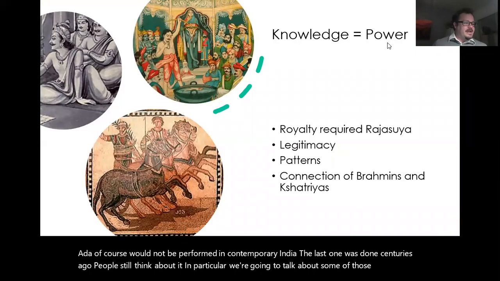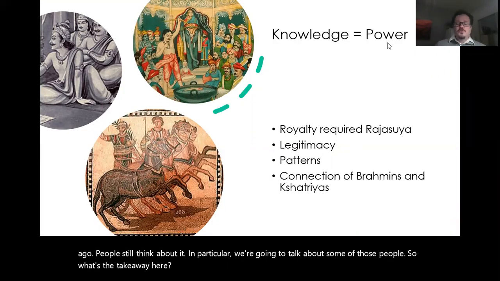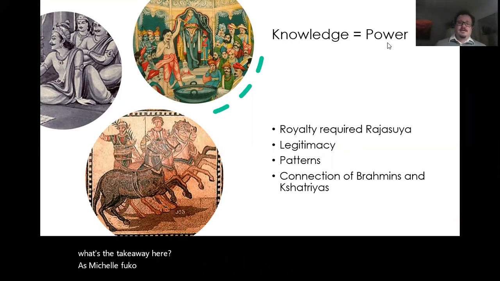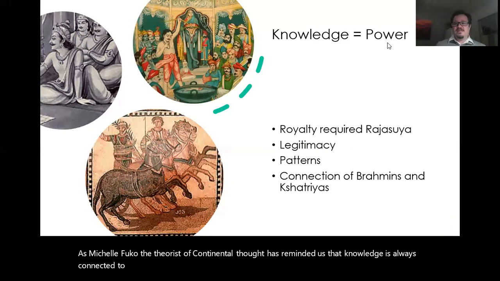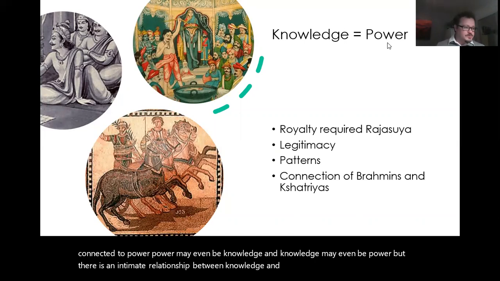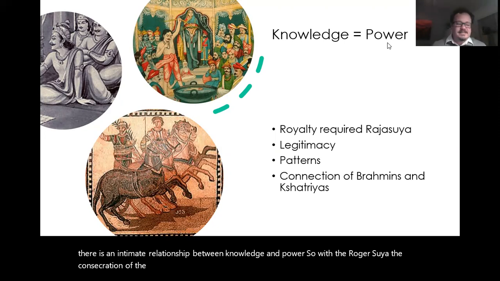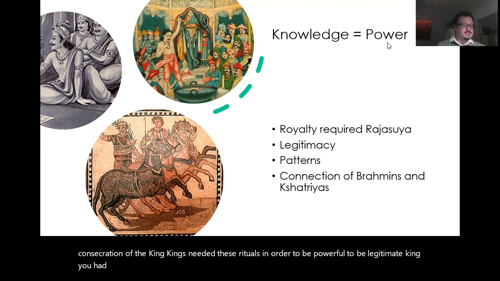So what's the takeaway here? As Michel Foucault, the theorist of continental thought, has reminded us, knowledge is always connected to power. Power may even be knowledge, and knowledge may even be power, but there's an intimate relationship between knowledge and power. So with the Rajasuya, the consecration of the king, kings needed these rituals in order to be powerful. To be a legitimate king, you had to perform the Rajasuya. You had to sponsor it and have the Brahmins do it.